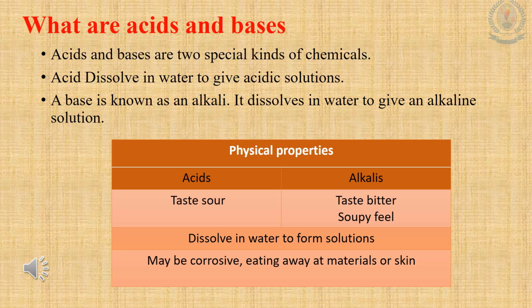When we're talking about acids and bases, we have to know what are these acids and bases. Acids and bases are two groups of chemicals with opposite properties that are used frequently in the laboratory and in everyday life. Bases are also known as alkalis. When we dissolve alkalis in water, that solution is known as alkaline solution. And when we dissolve acid in water, that solution is known as acidic solutions.